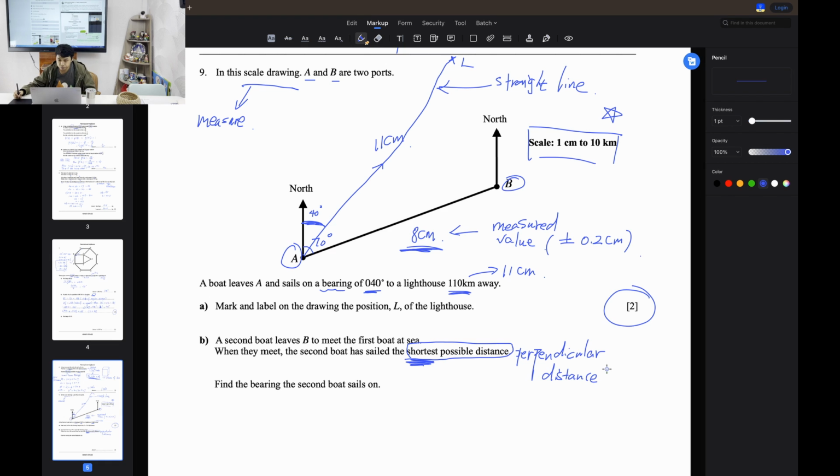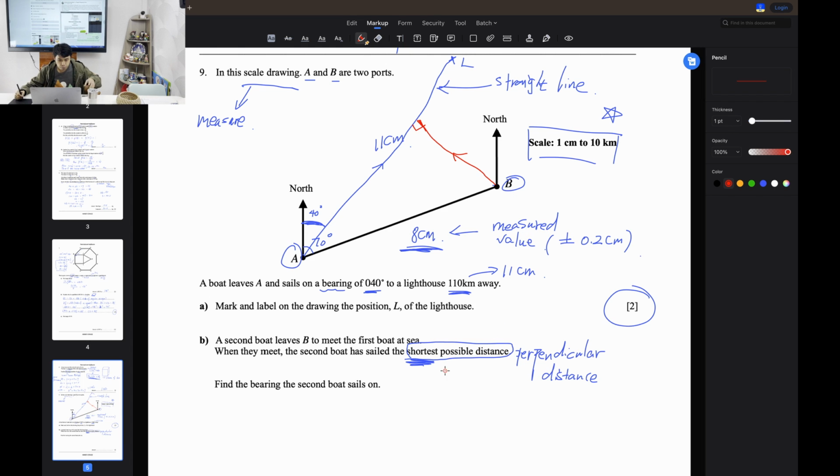Perpendicular distance. To where? To AL, right? From B to AL. So we have to draw. Let me use another color, maybe red, so that you can see better. Okay, B is sailing this way, right? B is sailing this way. I treat this all as a straight line. It's hard for me to draw a straight line here.